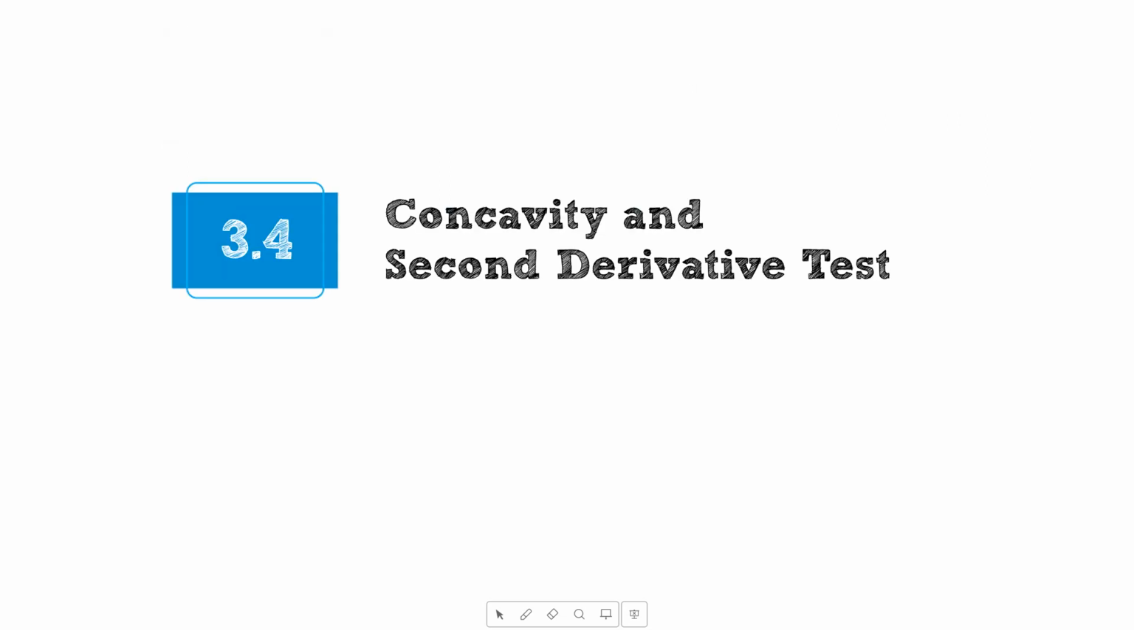Okay, so what we're going to talk about today, we're just going to do the first half of this, which involves concavity. We'll save the second derivative test for Monday, because it will be a little confusing. Concavity has to do with the shape of the graph. You've done concavity before, you just didn't know it.